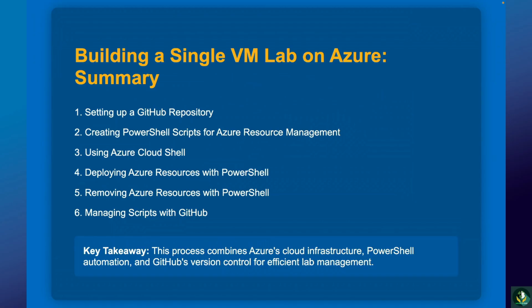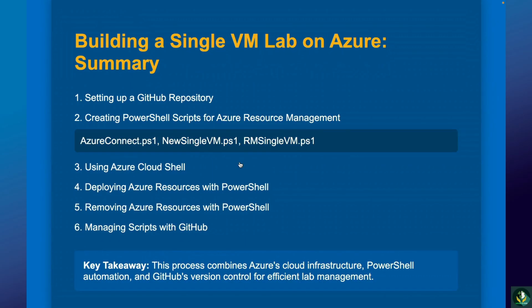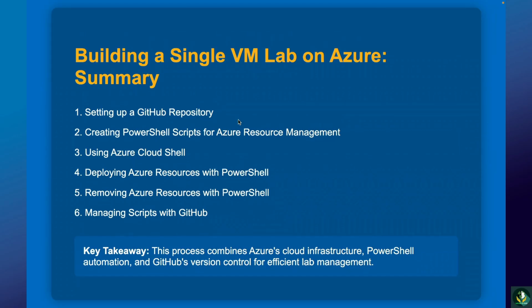First, we'll set up a GitHub repository. You won't be doing this. I'll just create a GitHub repository on my GitHub site. Then we'll create PowerShell script for Azure resource management. We'll create Azure Connect script with several commands. Then we'll create new single VM script, and we'll create one more script to remove all the resources created with new single VM script. We'll take a look how to use Azure Cloud Shell.